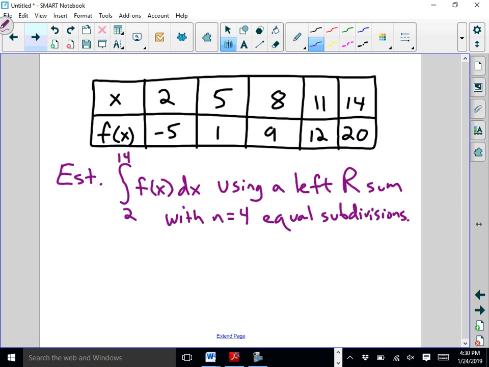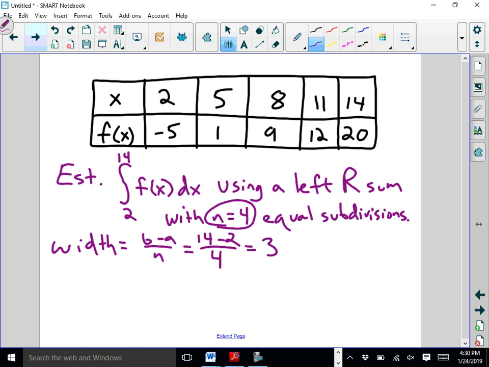So, I want 4 equal subdivisions. The first thing I want to do is figure out how wide my subdivisions are supposed to be. Well, my width is going to be b minus a over n. Well, b in this case is 14, a is 2, and n is 4. 14 minus 2 is 12. 12 divided by 4 equals 3. So the subdivisions should all be a width of 3. Well, that's nice and convenient, right? Because that's how my x values change.